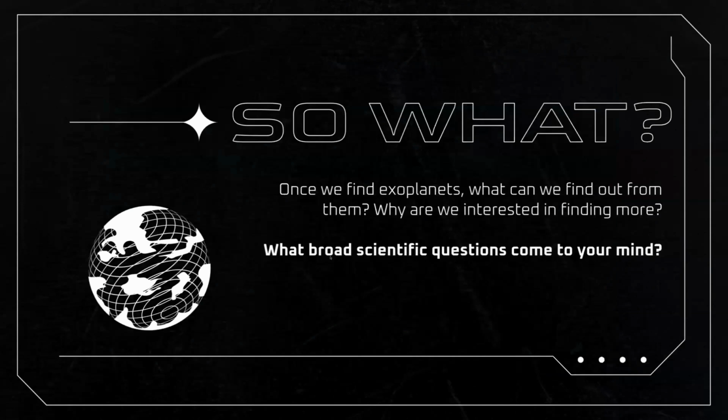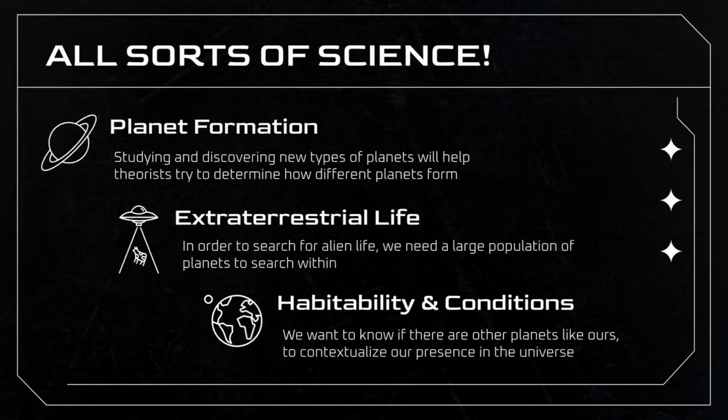So what do we do once we find exoplanets? What can we find out from them? Why are we interested in finding more? A lot of times we are looking to find exoplanets to answer questions about how planets form, provide some context for how our own solar system formed and how life came to be, and things like that. So studying and discovering new types of planets helps to inform theorists trying to determine how planets form.